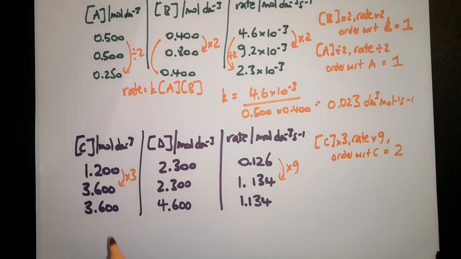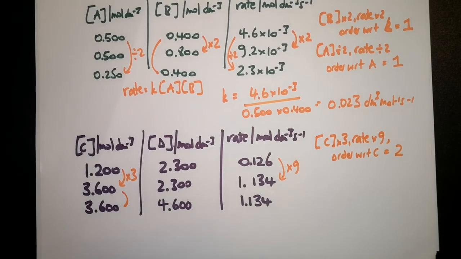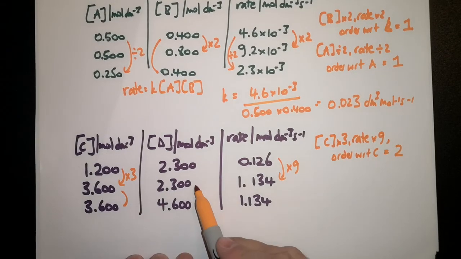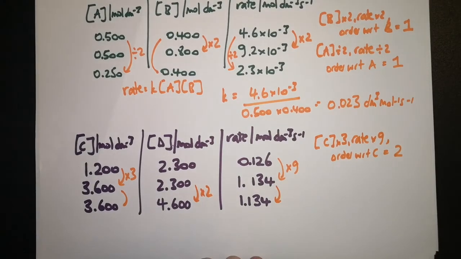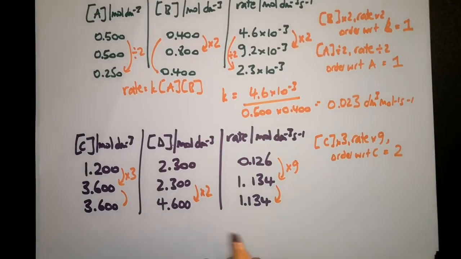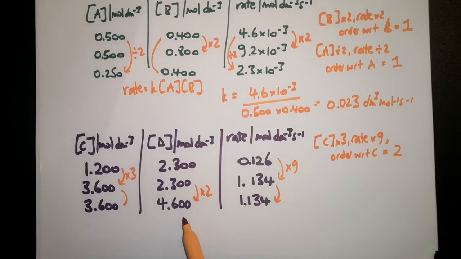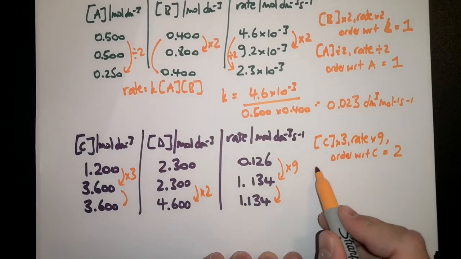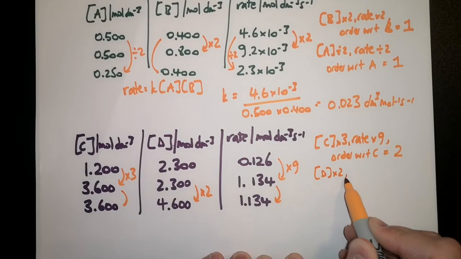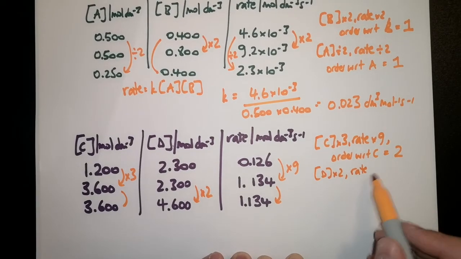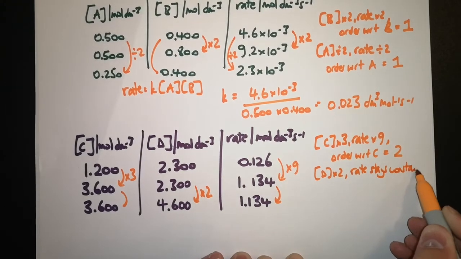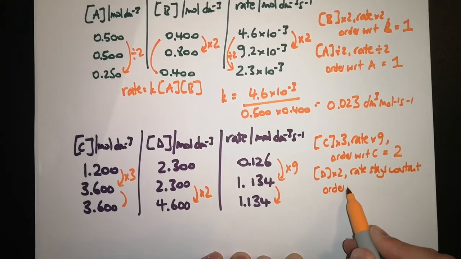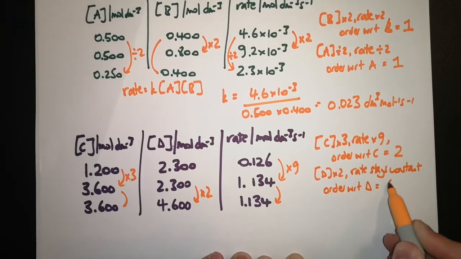What happens to D? Well, let's look here, because C remains constant. Concentration of D is doubled. What's happened to the rate? Nothing. So it shows that the rate is independent of the concentration of D. The concentration of D doubles, rate stays constant, order with respect to D equals 0.